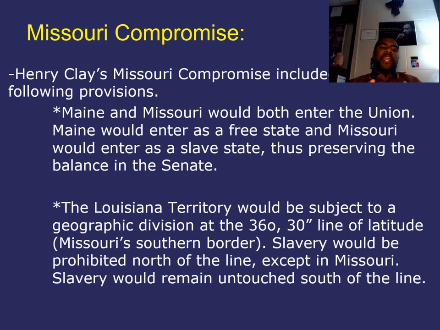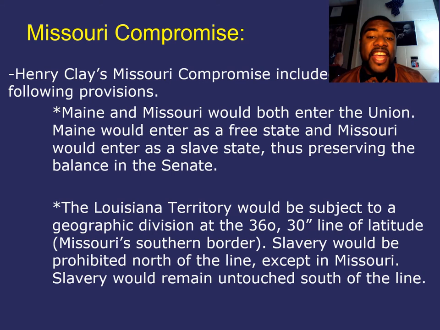All right, Henry Clay's Missouri Compromise included the following provisions. Maine and Missouri would both enter into the Union. Maine would enter as a free state, and Missouri would enter as a slave state, thus preserving the balance in the Senate.